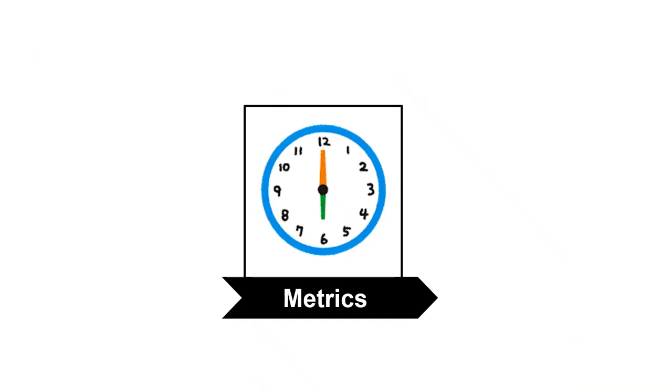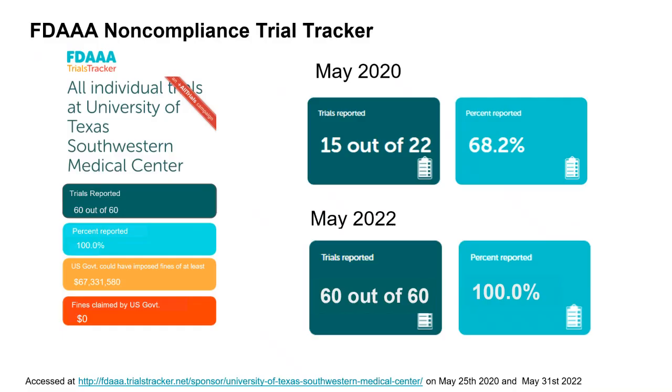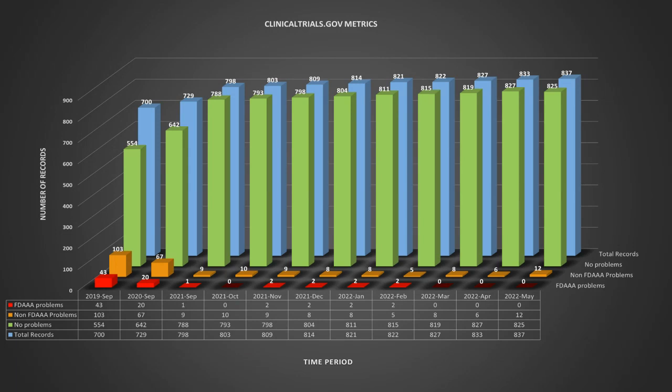Thanks, Rashida. So in the interest of time, I would like to highlight just a few points regarding metrics. Last month, we were able to maintain 100% compliance according to the public FDAAA non-compliance website. And here's the overall real-time compliance for all UT Southwestern records. Again, overall, we are doing pretty good. We had 0 FDAAA problem records last month, a little bump on non-FDAAA problems, but we were able to resolve them.